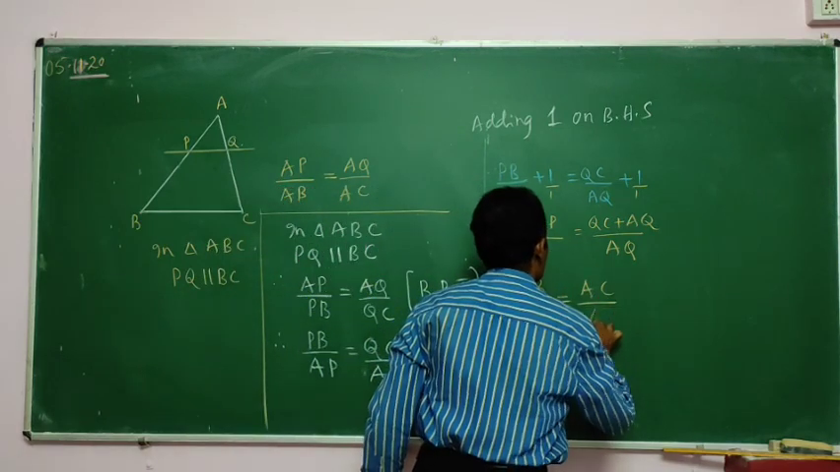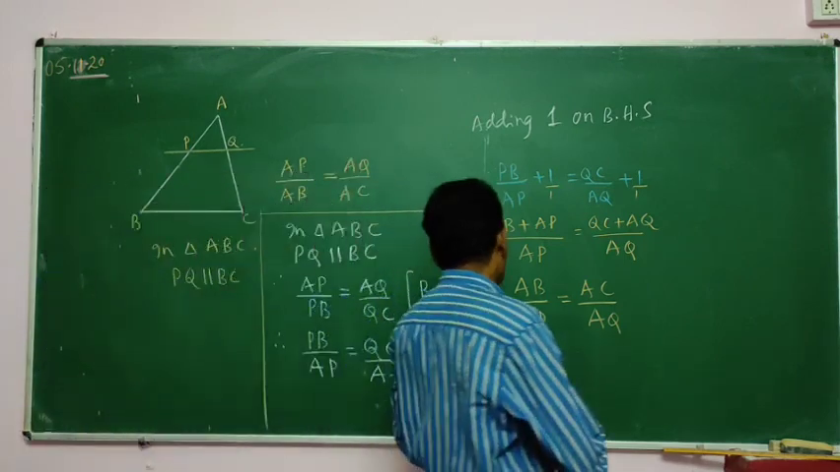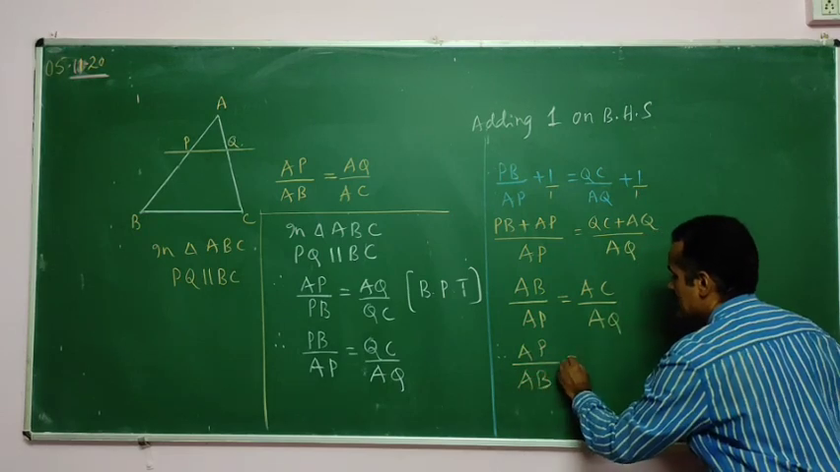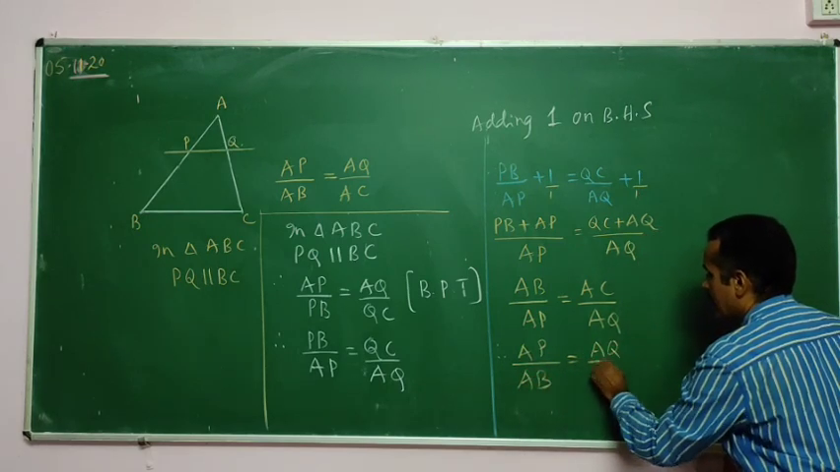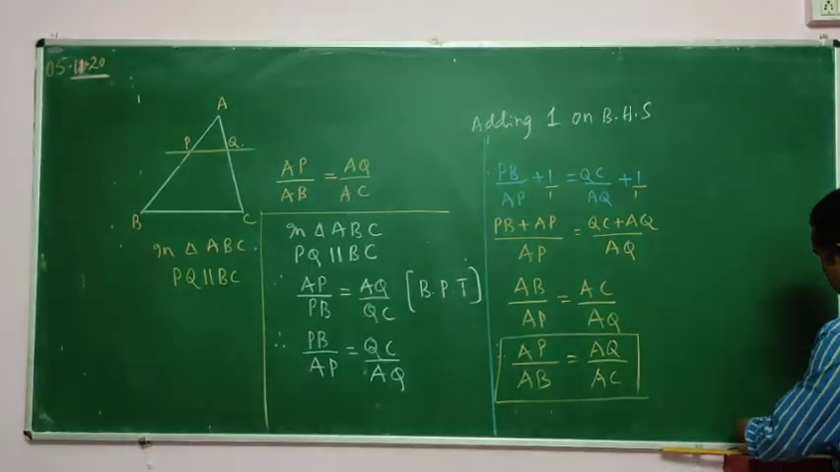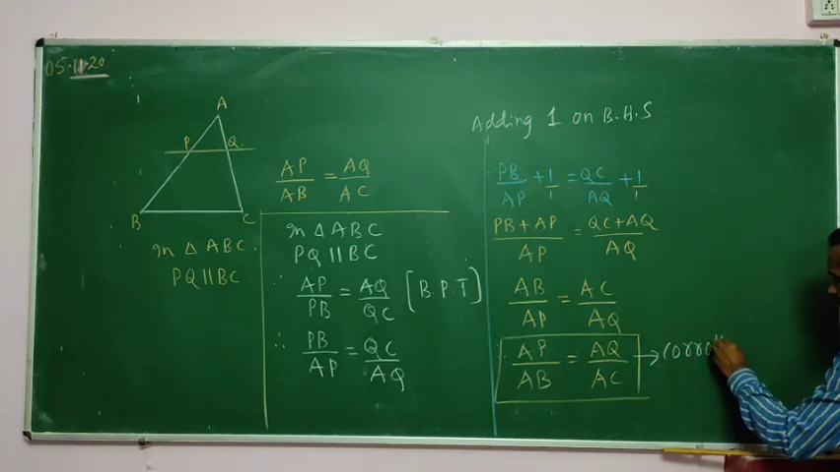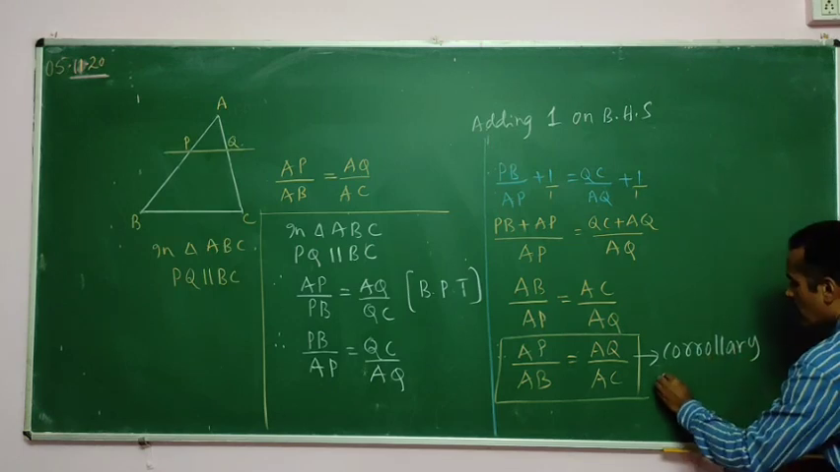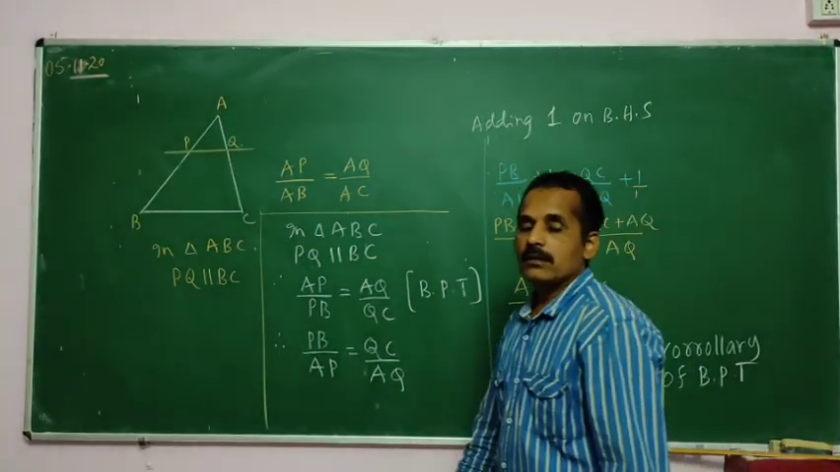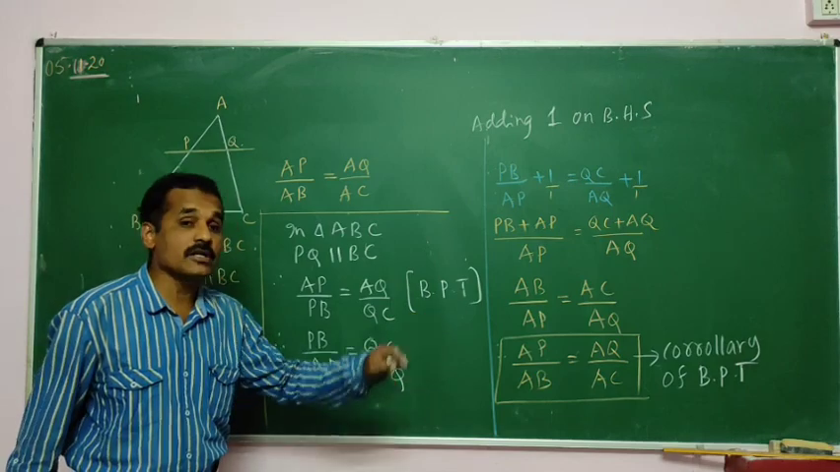So AC by AQ. What do I need? I needed AP, so take the reciprocal. Therefore, AP divided by AB is equal to AQ divided by AC. This is called a corollary of the basic proportionality theorem. You can use this result also.